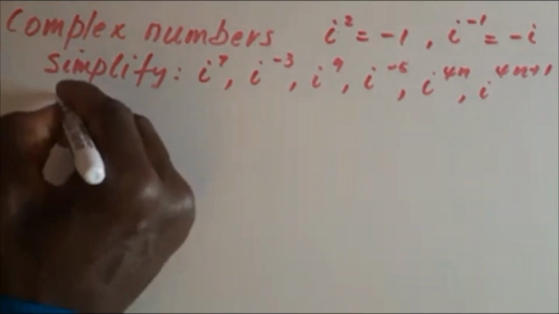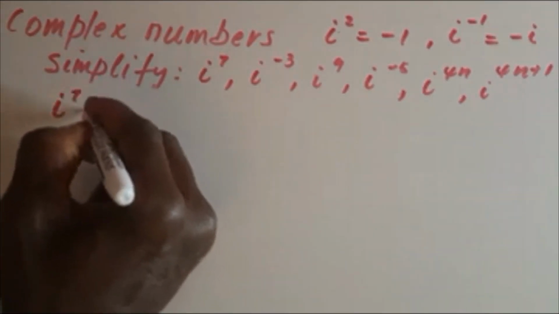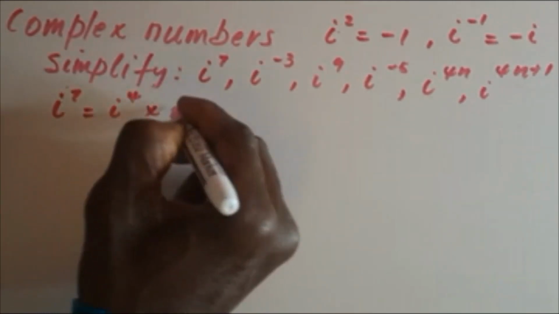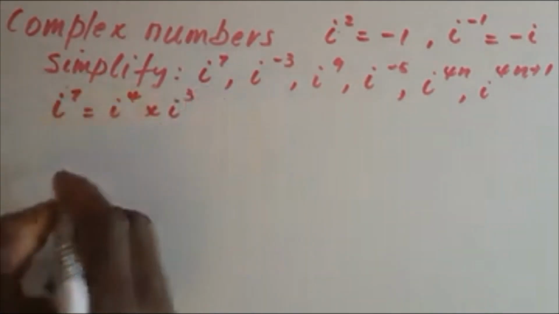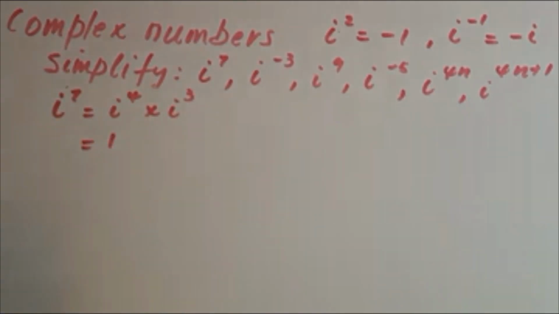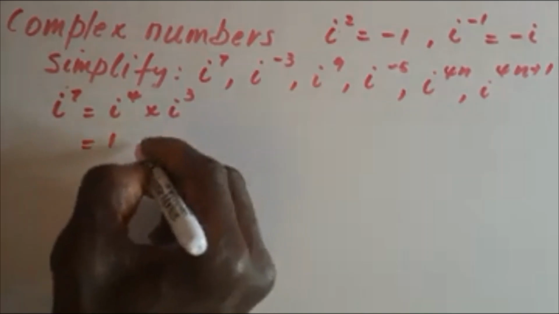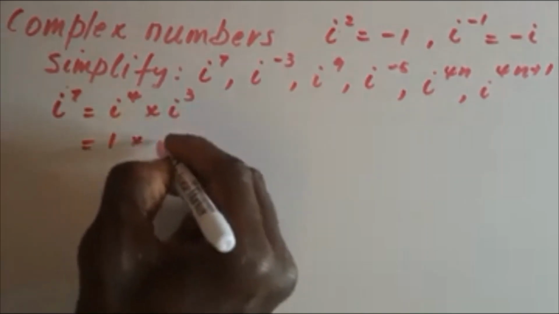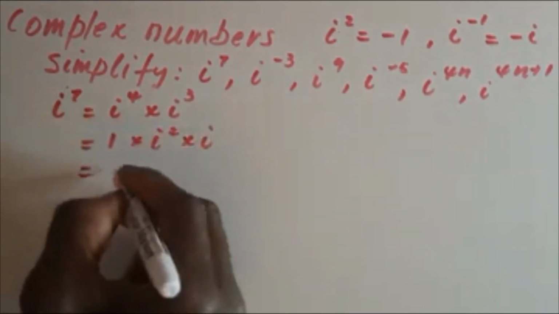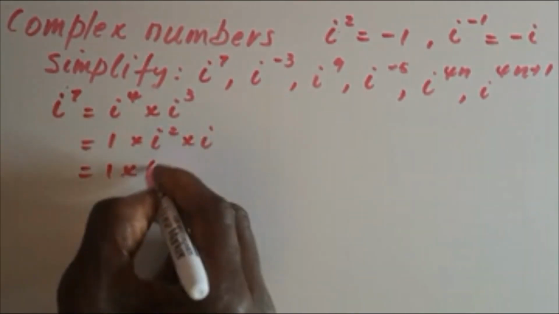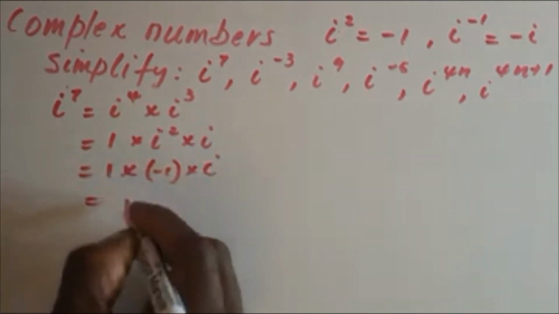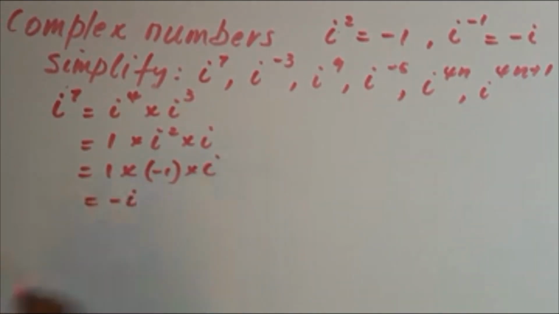So how do we simplify I to the 7th? Using indices, we can write this as I to the 4th times I to the 3rd. I to the 4th is 1 and I cubed is the same as I squared times I. And this I squared is negative 1 times I, which gives us minus I.